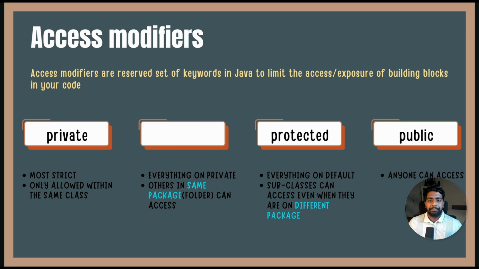And last, we have the public access modifier. Any attribute and method labeled as public is available to access within the same Java application from anywhere. By anywhere, I mean any other Java class file.